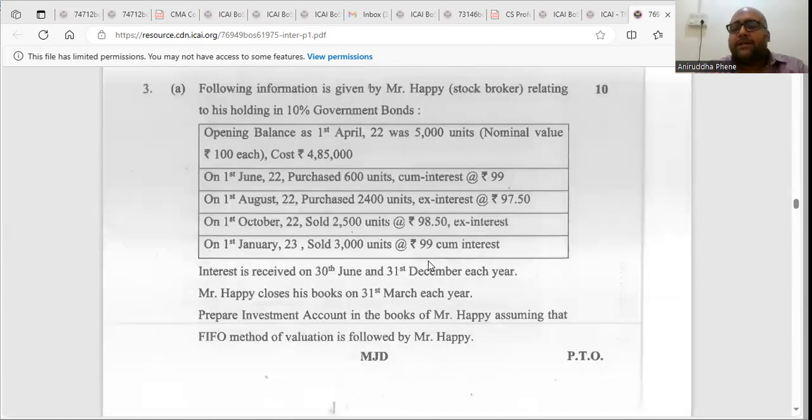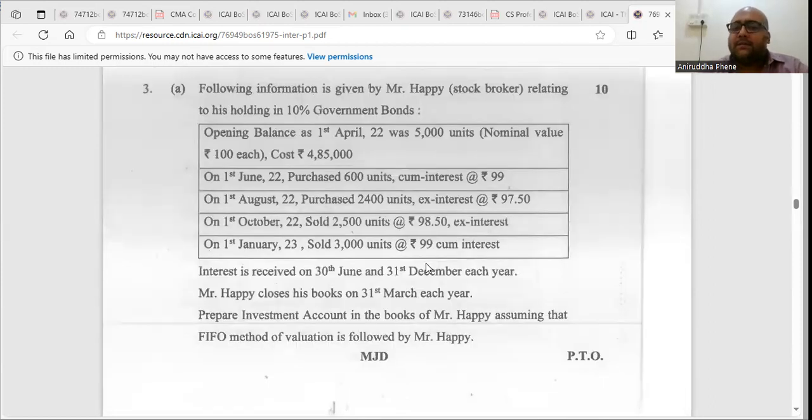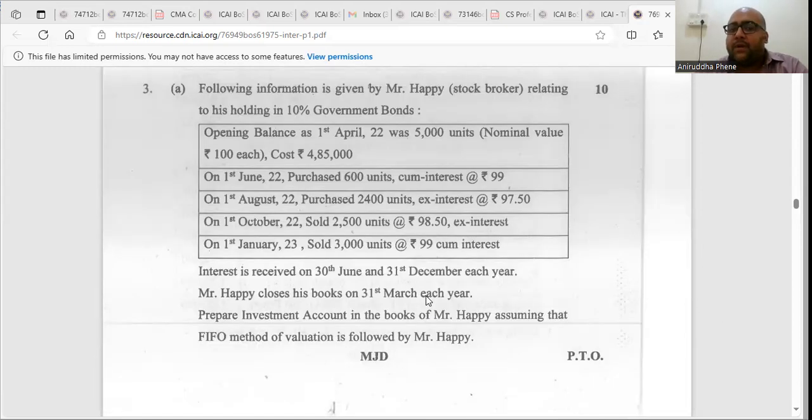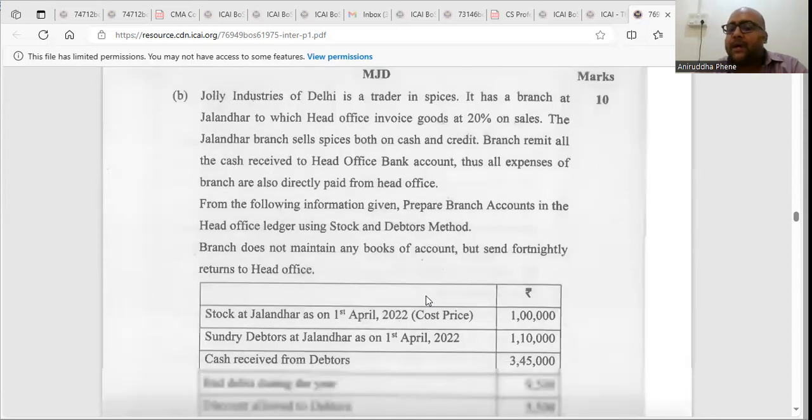What is this? Oh my God, this is a basic investment accounts question. This is debentures, bonds, investment accounts. So I think investment account is one of the basic topics. If you have studied that properly, you know what is cum interest, ex interest, then I think 10 marks are yours. And they have asked FIFO method. So if you have done on FIFO basis, then I think you'll get the marks. Sometimes students forget to do on FIFO, they do weighted average.